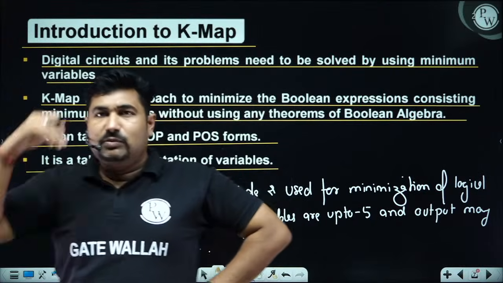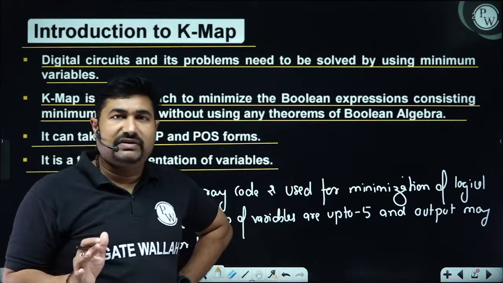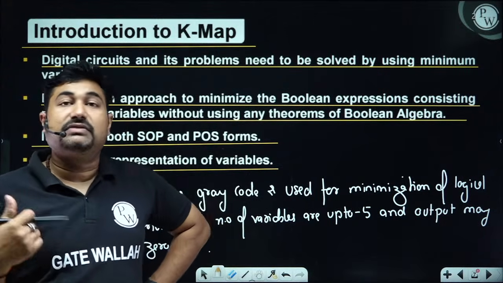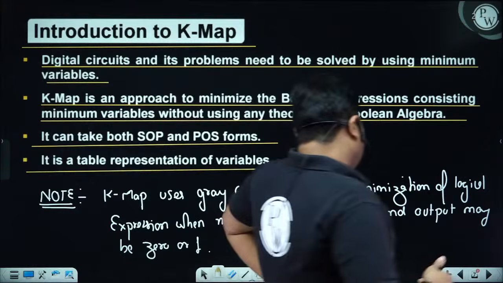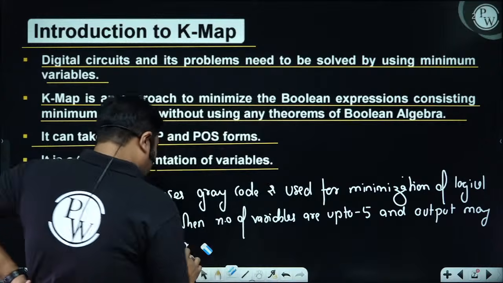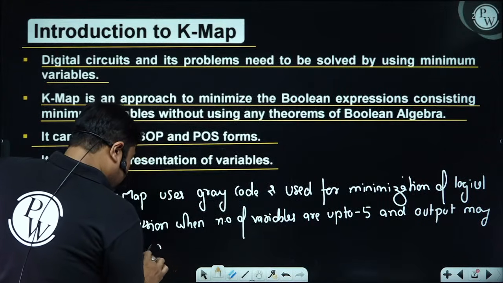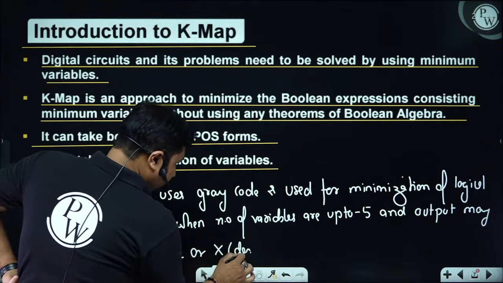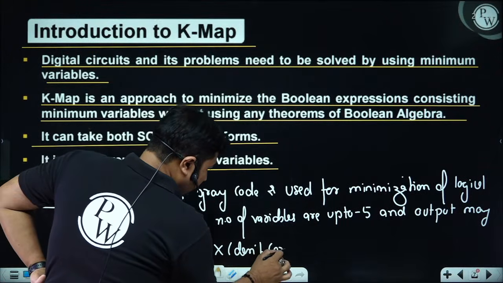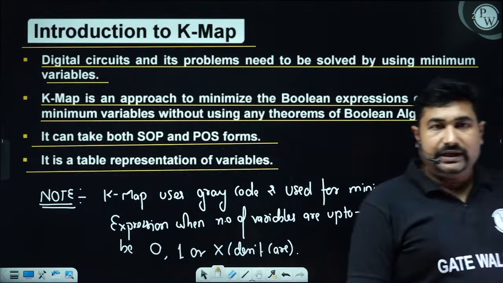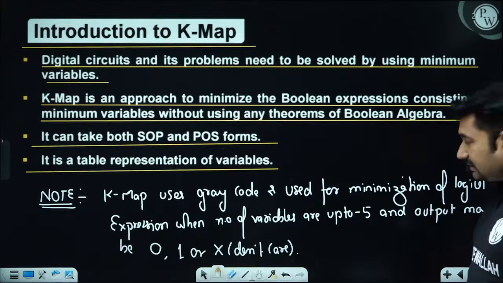You can use it for more as well, but we will use up to 5 variables. Okay. However, I will show you how to solve the questions of up to 6 variables as well. And output may be 0, 1 or don't care. Don't care will be represented by a cross symbol.